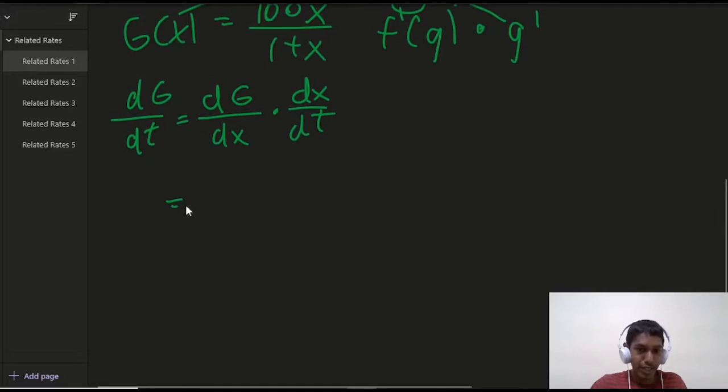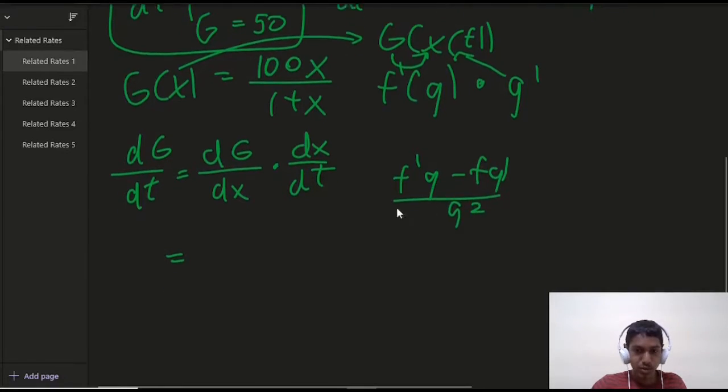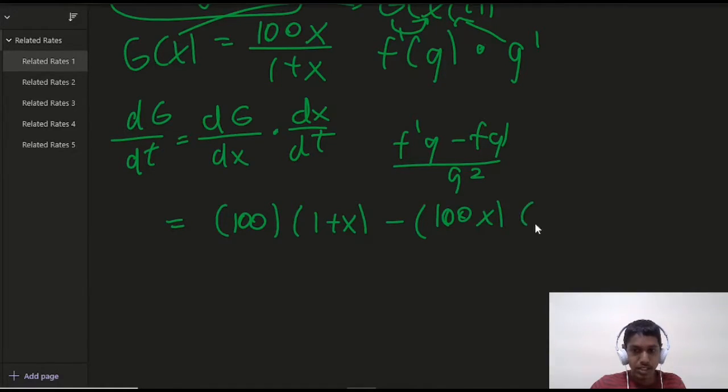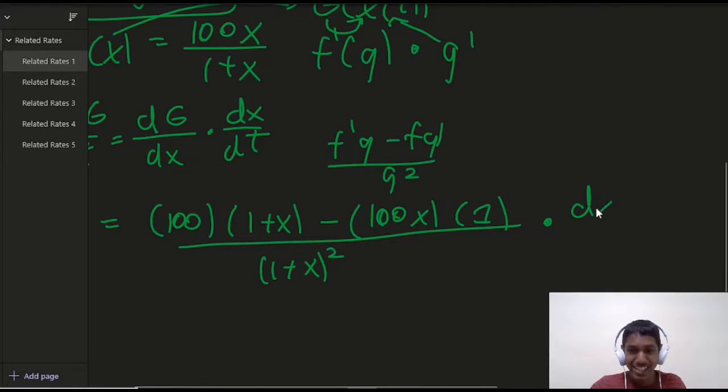So okay, let's differentiate. We're going to use the quotient rule, right? So that's our quotient rule right there. So 100, and then g is 1 plus x, minus f, that's going to be 100x. g prime is 1, over 1 plus x squared. Okay. Now, multiplied by, do not forget, dx/dt.